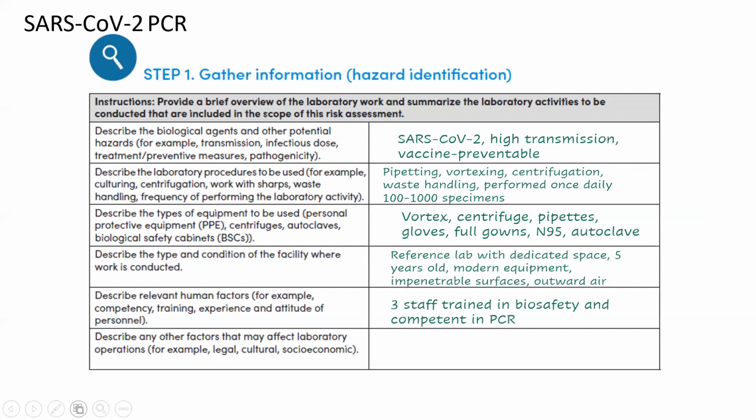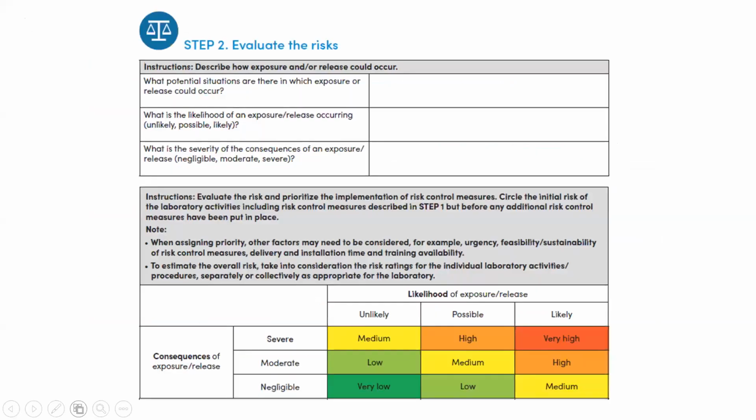Relevant human factors include competency training, and we discussed that earlier. It seems like all their staff are trained in biosafety and competent in PCR, so they're well-trained staff, not an issue. But they do have another factor that's affecting their operations. They are low on funding. They're in a situation of surge capacity, and they don't have adequate supplies guaranteed. So sometimes they wear their gloves and lab coats longer than they're supposed to be worn. They don't change them out every time. And so that's a problem.